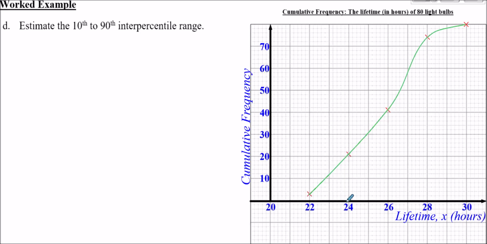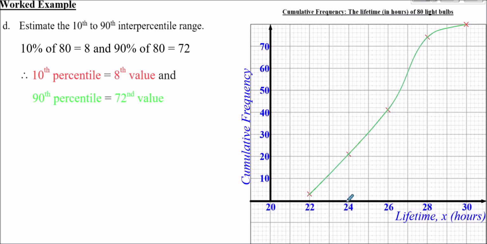Part D, we need to estimate the 10th to 90th interpercentile range. So first of all, we need to work out what 10% of 80 is. 10% of 80 is 8. Then we work out what 90% of 80 is, which is 72. That tells us, therefore, that the 10th percentile is the 8th value, and the 90th percentile is the 72nd. We can now read off these points on the cumulative frequency diagram, just as we did for the quartiles.